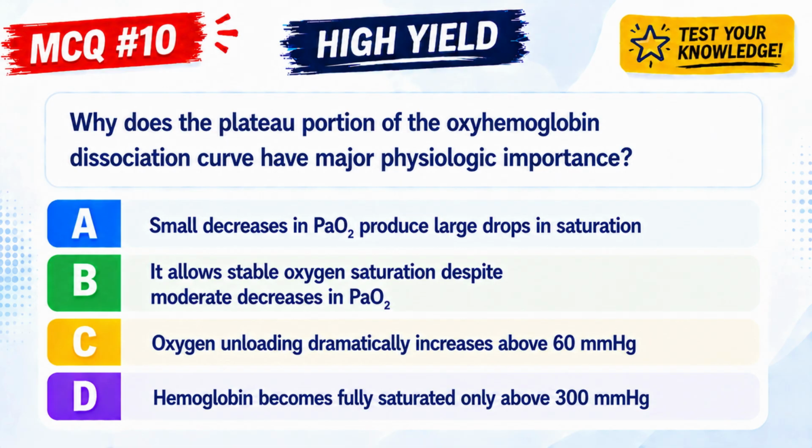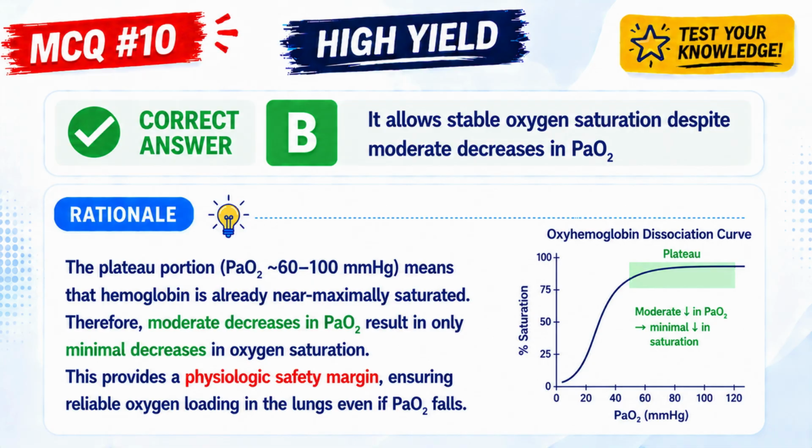Why does the plateau portion of the oxyhemoglobin dissociation curve have major physiologic importance? A. Small decreases in PaO2 produce large drops in saturation. B. It allows stable oxygen saturation despite moderate decreases in PaO2. C. Oxygen unloading dramatically increases above 60 millimeters of mercury. D. Hemoglobin becomes fully saturated only above 300 millimeters of mercury. The answer is B. It allows stable oxygen saturation despite moderate decreases in PaO2.